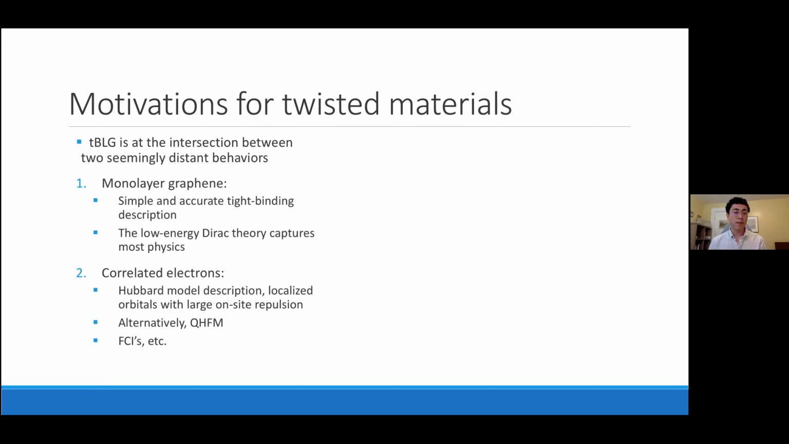One sort of behavior that people typically see in correlated electron systems is the Hubbard model realization. The Hubbard model is a system with localized orbitals and large on-site repulsion. Alternatively, a very different type of phase arises in quantum Hall systems, and these are known as quantum Hall ferromagnets. These, on the other hand, are completely describable by Hartree-Fock mean field theory, and there are all sorts of other phases that are classified as correlated phases, including fractional Chern insulators, et cetera. So this is all very exciting stuff.